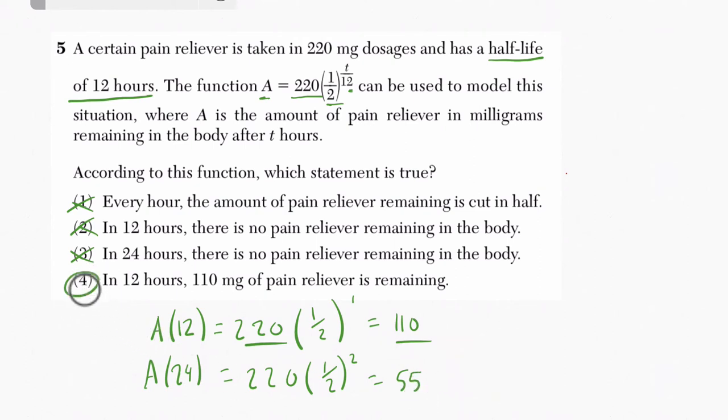And then this is our only choice left, but let's see. In 12 hours, 110 milligrams of pain reliever is remaining, which is exactly what we found here. So often in these functions, if you don't recognize the function itself, if you don't understand what's happening, try inputs and outputs to see if you can make sense of it. All right, hope that helped.